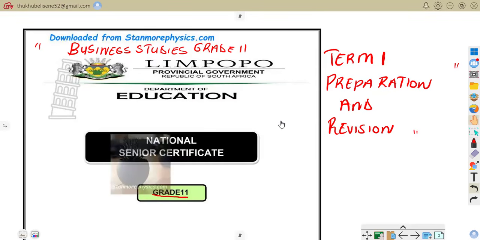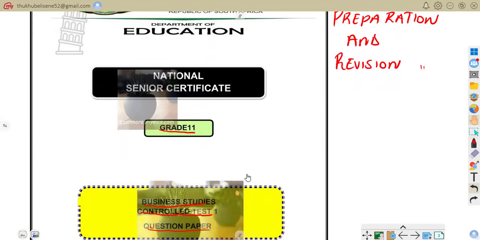We are going to be on Business Studies Grade 11. We are on term 1, preparation and revision. We are preparing for the term 1 test that we are going to sit. So the Grade 11s, let us be together from the start of this presentation to the end of it, to make sure that we are very ready and well prepared to write the term 1 test. So let us move on.